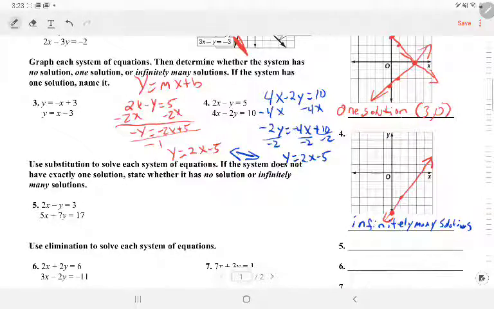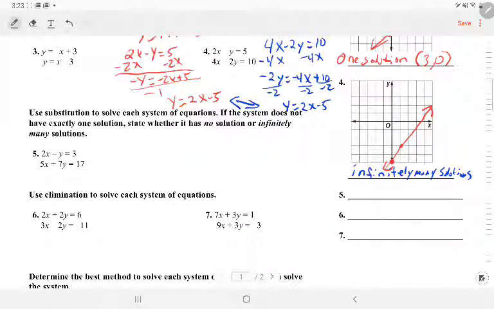Okay, so now let's take a look at number 5. Read the instructions. It says use substitution to solve each system of equations. If the system does not have exactly one solution, state whether it has no solution or infinitely many solutions. Well, I can take a look at this, and if I'm going to do substitution, I'm going to look at this equation because I have this y with no coefficient. So I just need to solve that for y equals whatever, and then I can substitute that into the other equation. Okay?